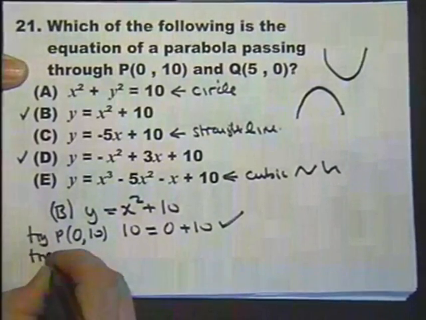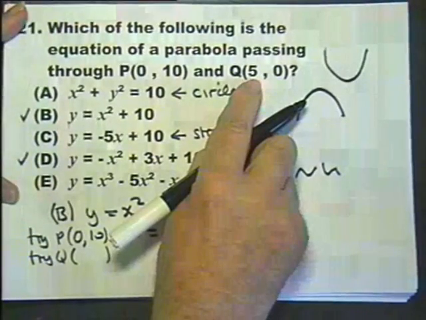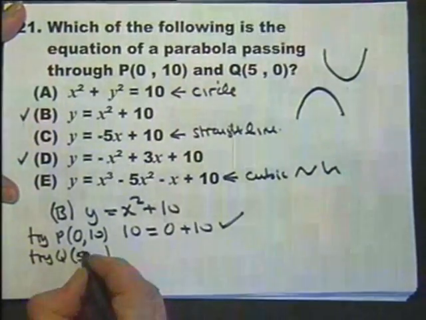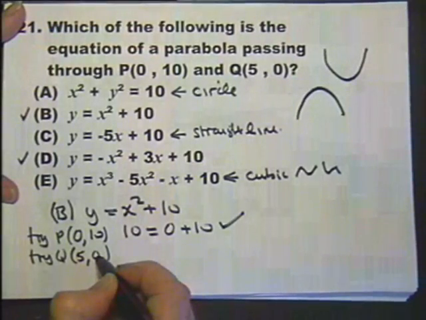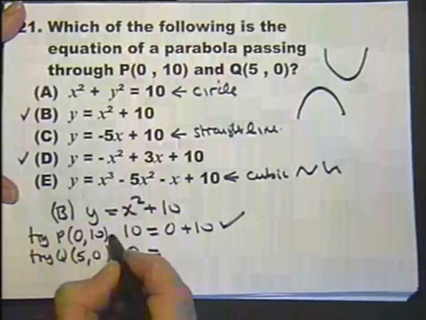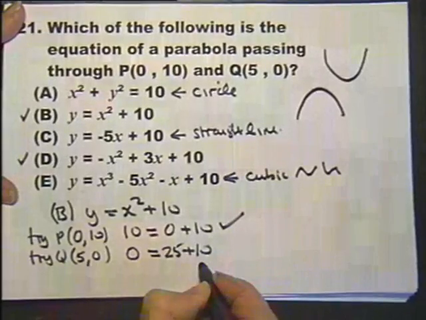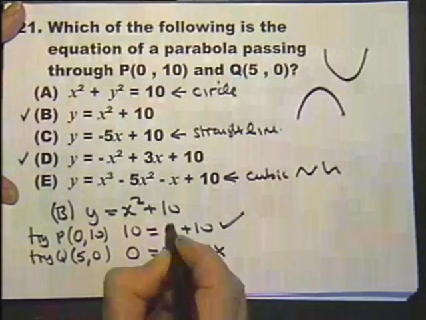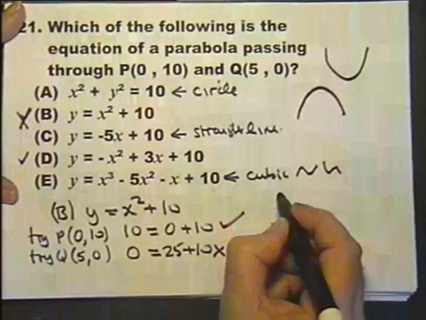So let's try Q. X is 5 and y is 0. 5, 0. So if I put y is 0 there and x is 5, I get 5 5s are 25 plus 10. Well, that works out to be 35. So that's not much good. So I think it's D. But let's just check.